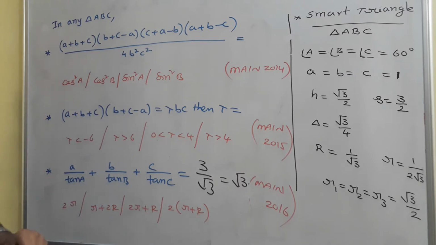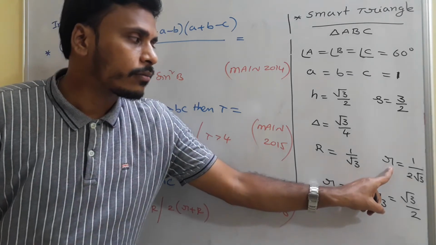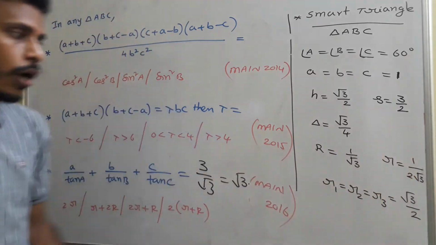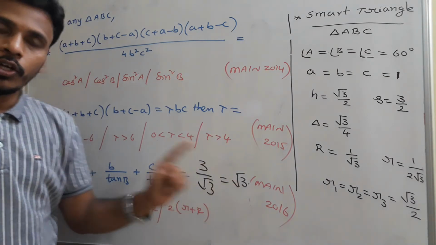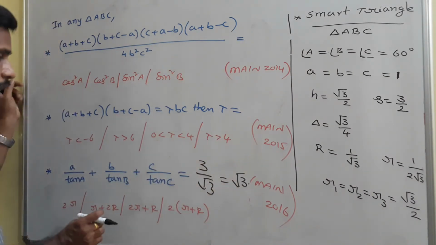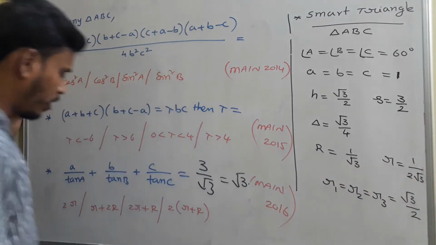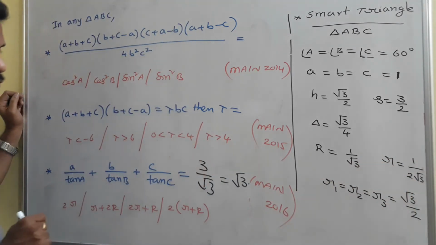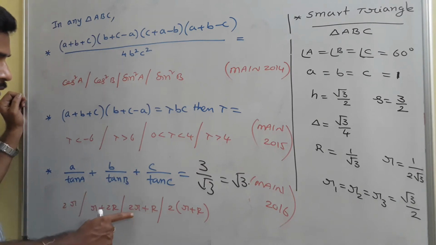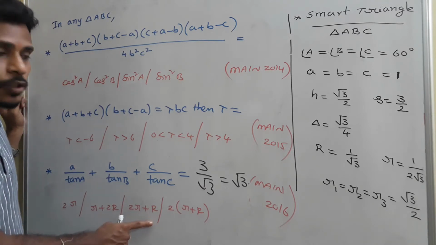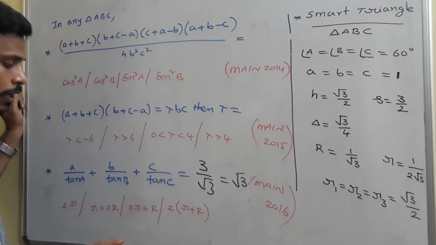So first option is 2r. 2r is 1 by root 3, but that is not our option, so this is not your choice. The next thing is r plus 2r. Small r is 1 by 2 root 3, 2r is 1 by root 3, capital R is 1 by root 3. When you add, this is 2 by root 3. This is also not your option.